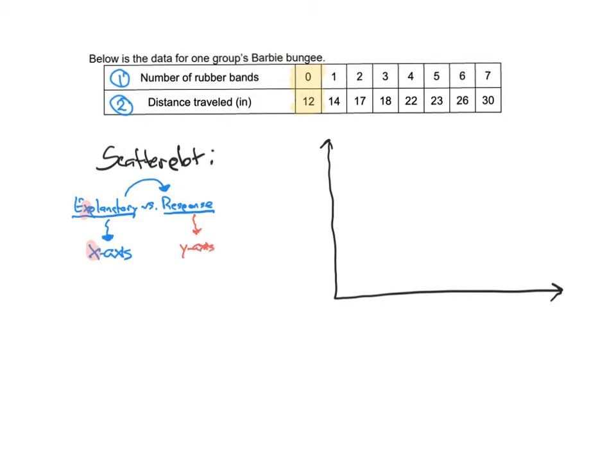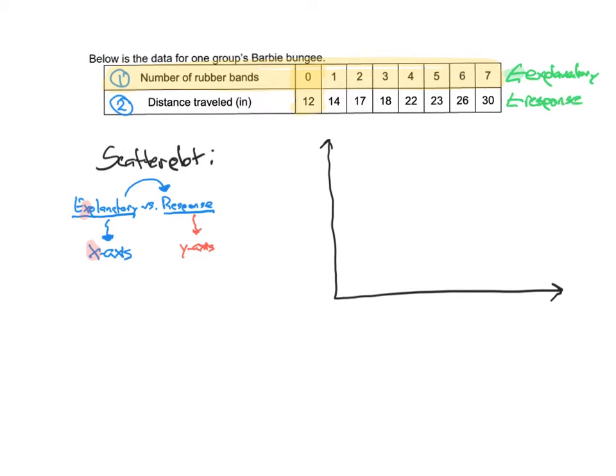So I want you to look at this data set and say, do I believe the number of rubber bands would explain the distance traveled for Barbie? Or do I believe the distance traveled would explain the number of rubber bands? Sometimes it's kind of a hard thing to think about. But what we're going to say is that the number of rubber bands, I believe that explains the distance traveled. So I'm going to call this the explanatory, and we're going to call this the response. This is what I believe happens based on the number of rubber bands.